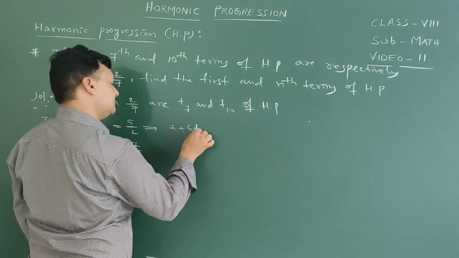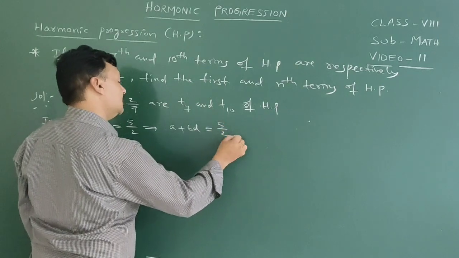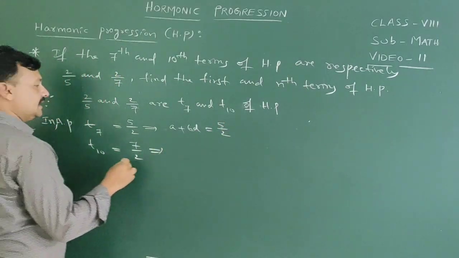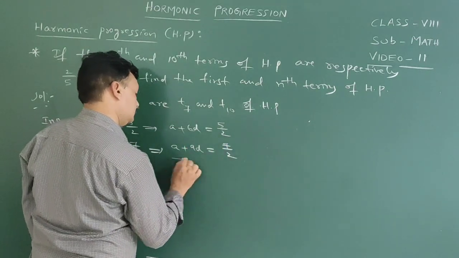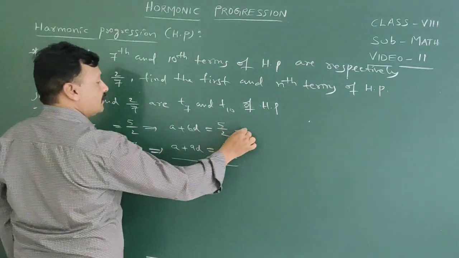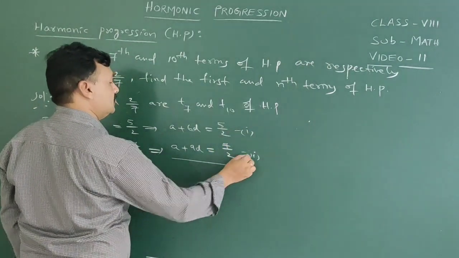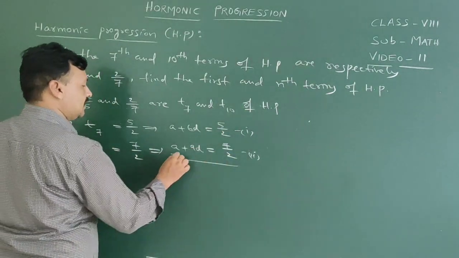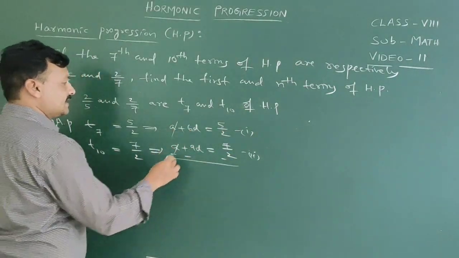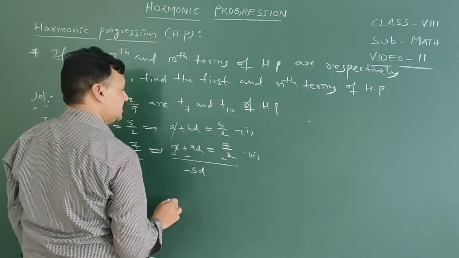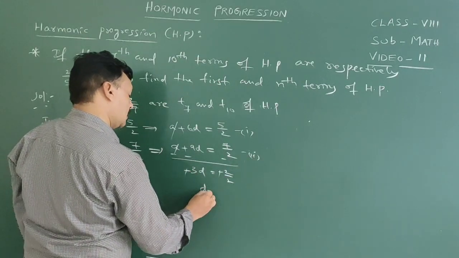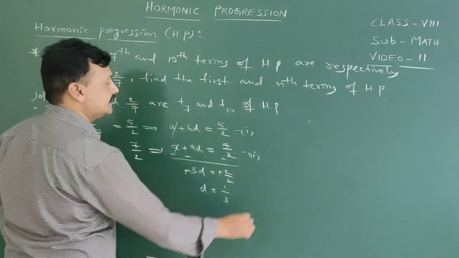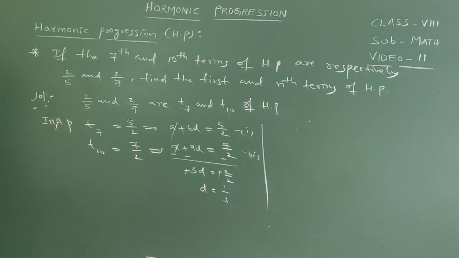A plus 6D equals 5/2. What is T10? A plus 9D, that is 7/2. If you subtract the first equation from the second equation, A gets cancelled. 6D minus 9D equals minus 3D, and here minus 2/2 equals minus 1. So 1/3 is D.